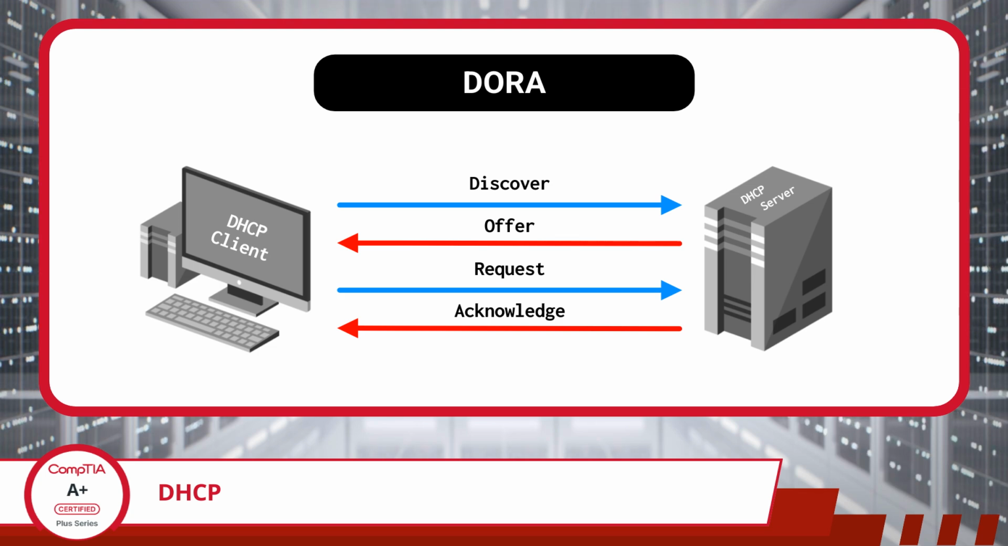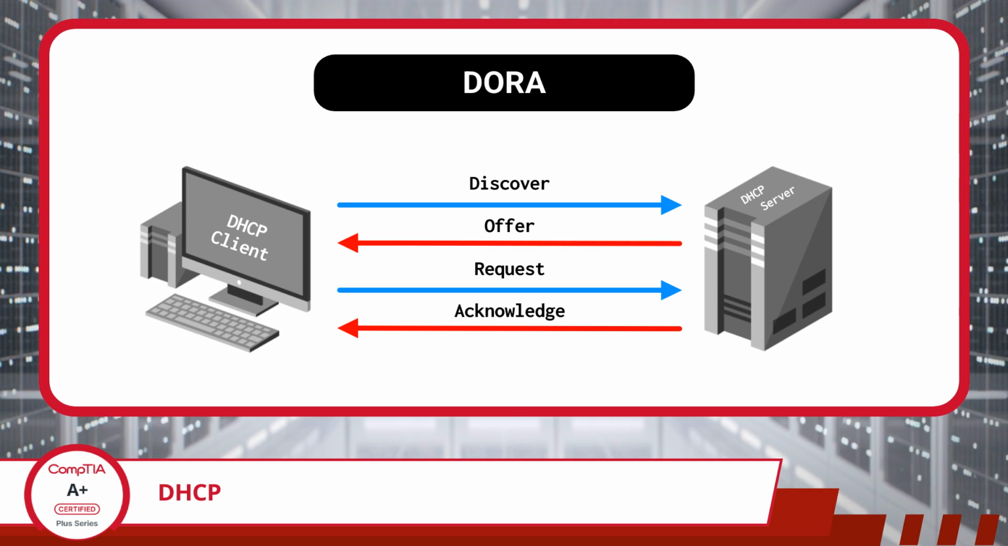The device, upon receiving this offer, moves the process to the request phase. It evaluates the proposed IP address and, finding it suitable, sends a request message back to the DHCP server. This message is the device's way of saying, "I accept your offer of this IP address. May I use it?"